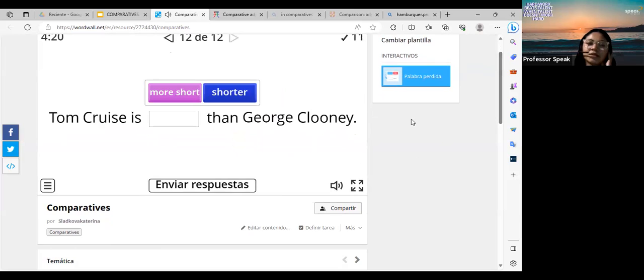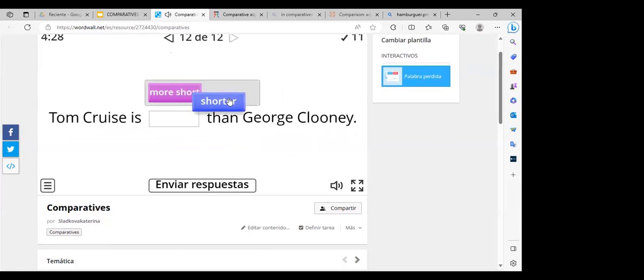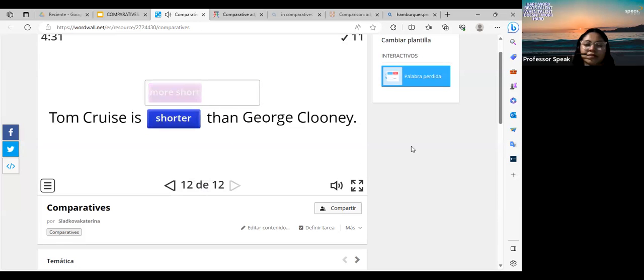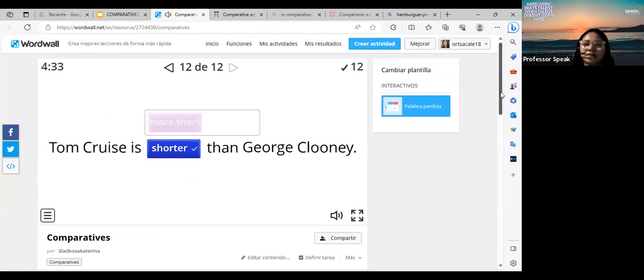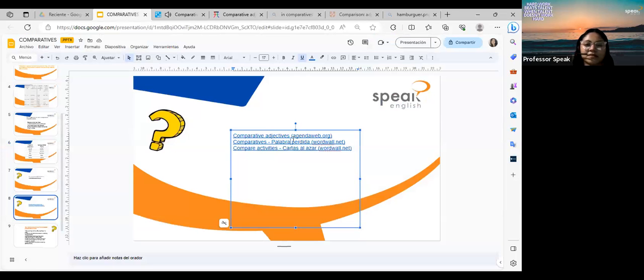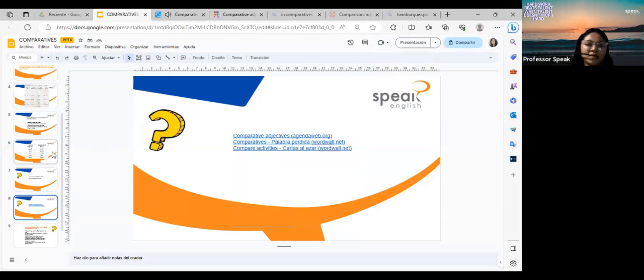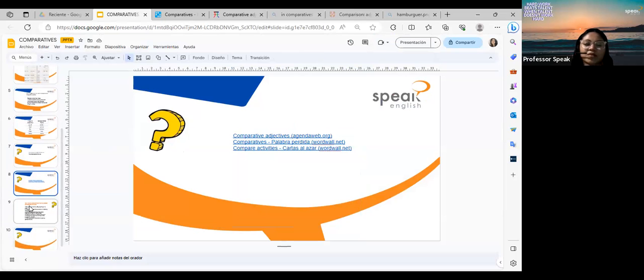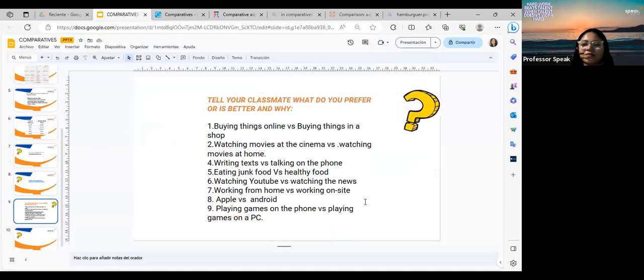And the last one is going to be Tom Cruise is more short or shorter? Shorter. Very good, shorter. So there we have it. So let's continue then. Okay, now guys, you are going to practice with your classmates these questions. So I want you to tell your classmate what you prefer, or what is better, and why.